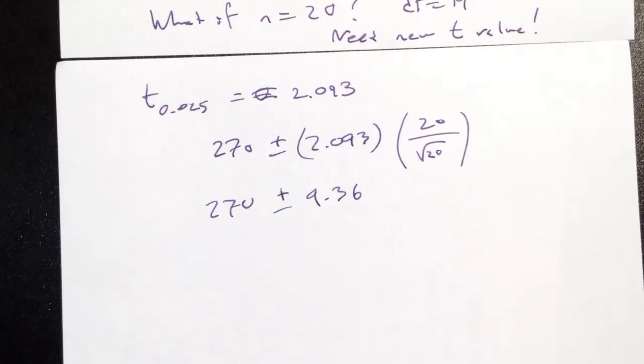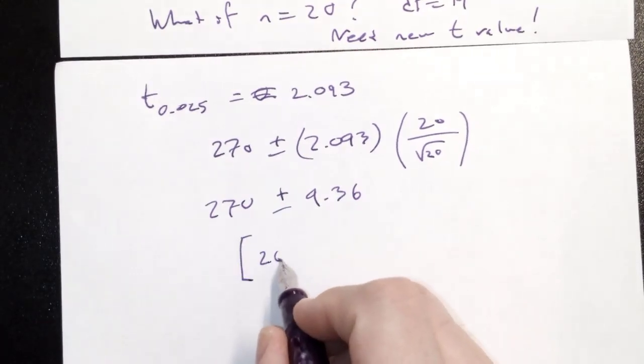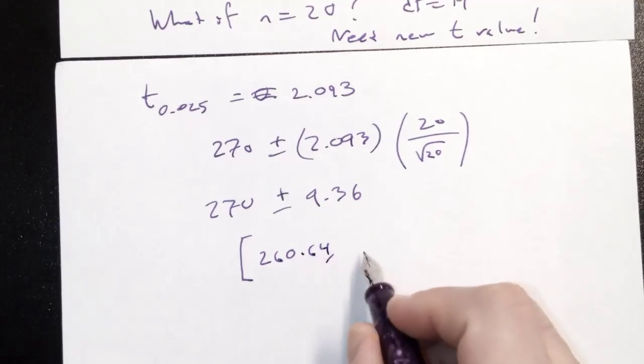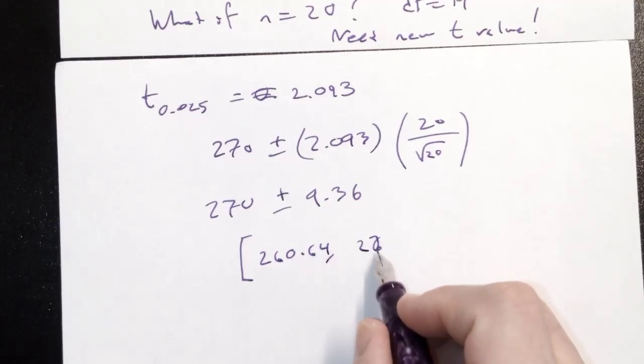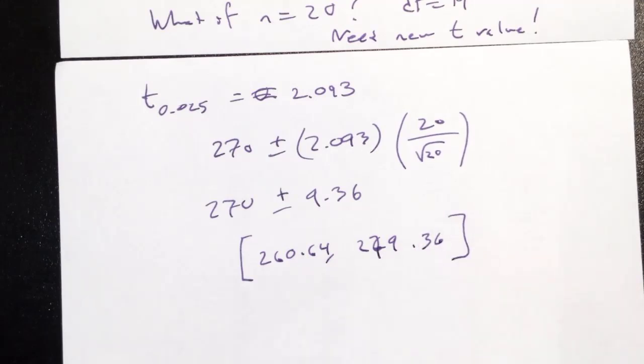So if I subtract, I get 260.64. And if I add, I get 279.36. Hey, wait a minute. A larger sample gave me a smaller interval. Why?